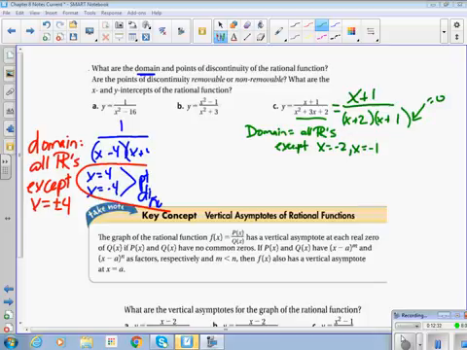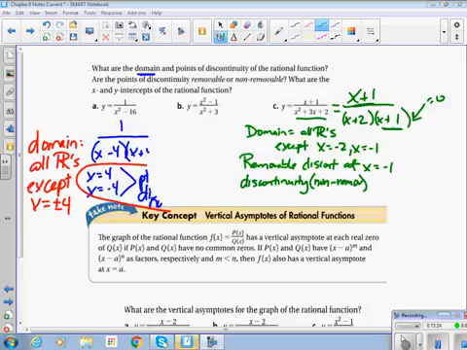Do I have a factor that can cancel out? Okay, here's a funny trick. This one and this one, those two factors will cancel each other out. So I have a removable discontinuity at x equals -1. And I have a non-removable discontinuity at x equals -2, because this factor didn't cancel, so we're unfortunately stuck with it.